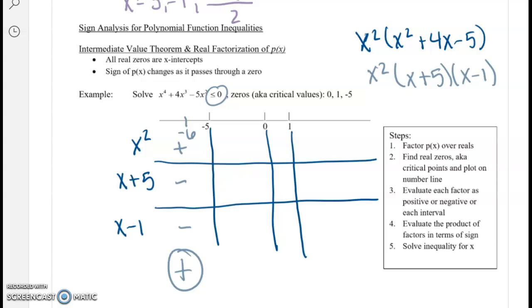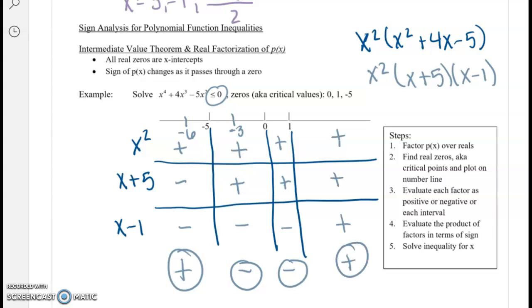Then I'm going to do the same thing between negative 5 and 0. So pick negative 3, whatever number you want, and do the same thing. Positive, positive, negative. So positive, positive times negative makes a negative over here. Keep going. I'm just going to fill out the chart. If you need to test it out, you can. It's negative, and then positive, positive.